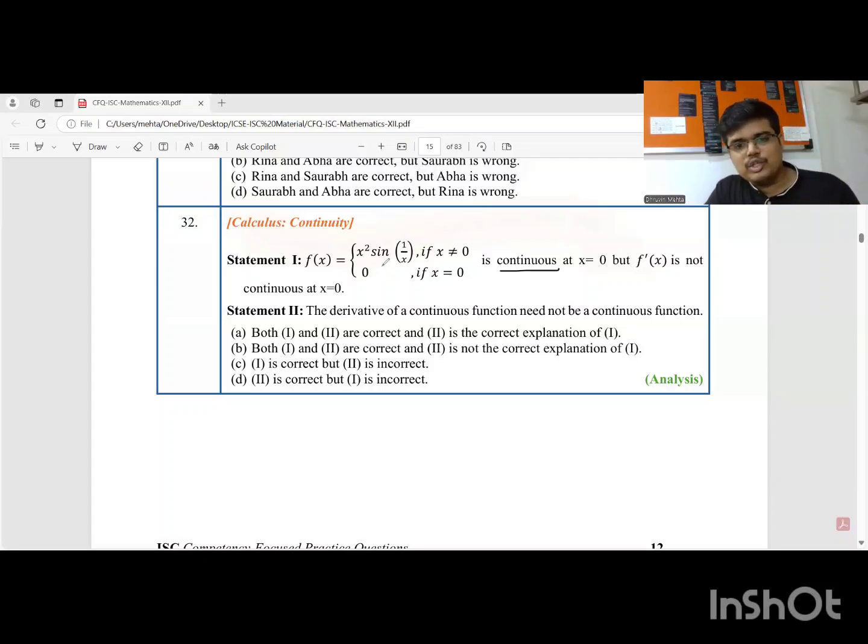But whatever is the number, do you understand? Sine of anything is always between minus 1 and 1. So there will be some answer to this. So it's 0 into some number between minus 1 and 1, which means it is 0, and therefore it's continuous. So this part is definitely true.